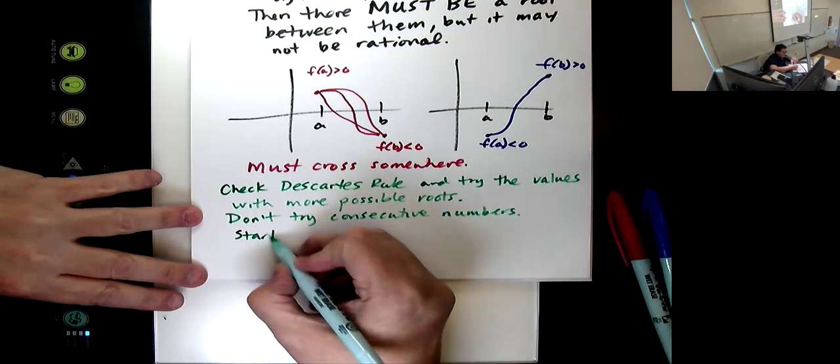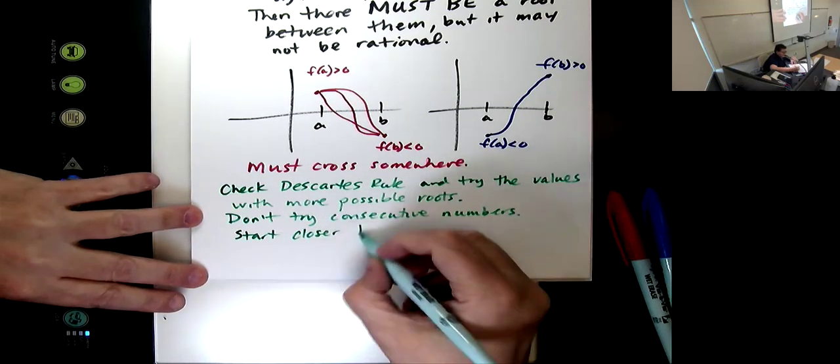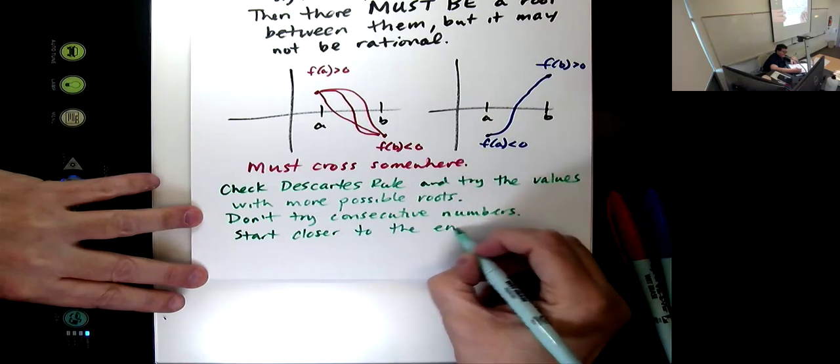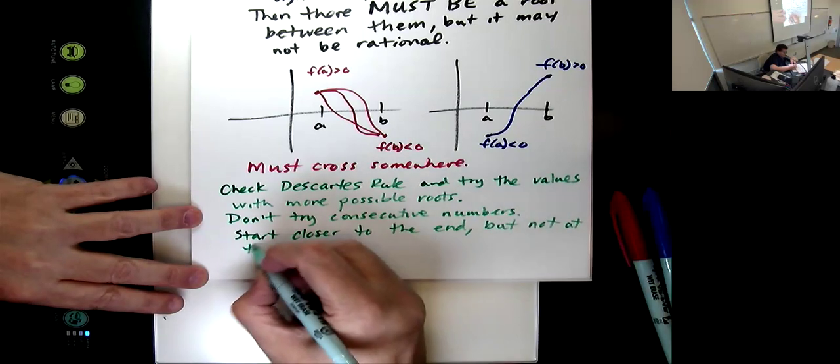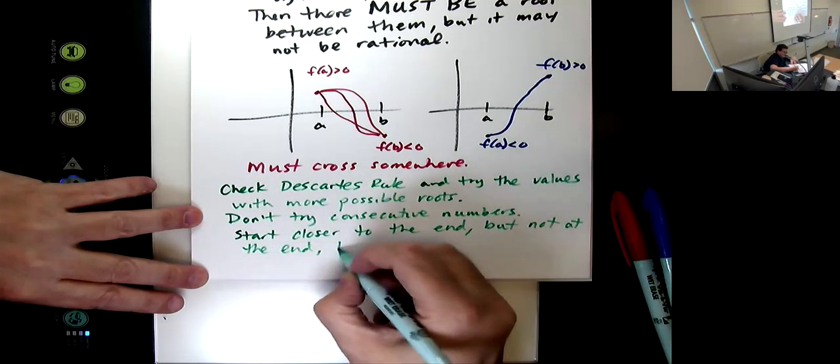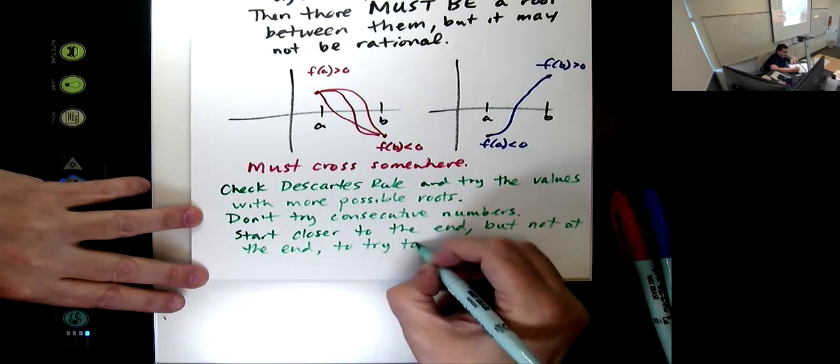start closer to the end, but not at the end, to try to use the upper and lower bounds.